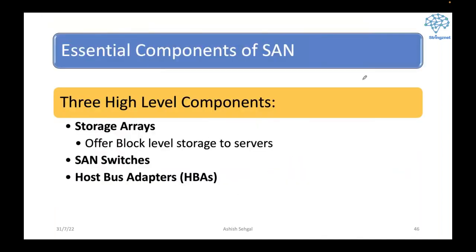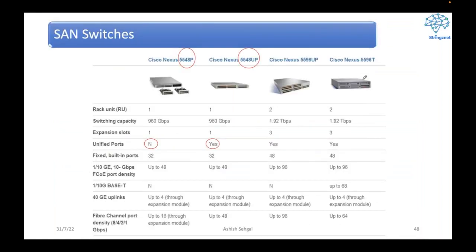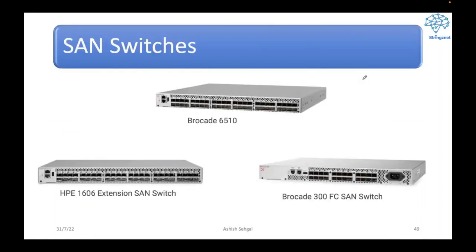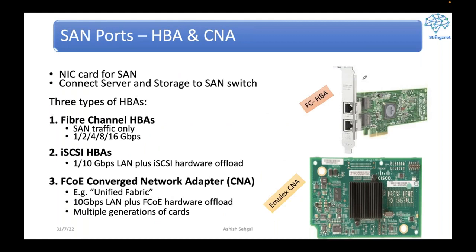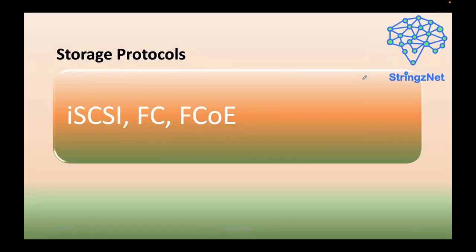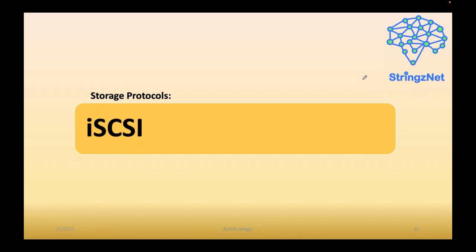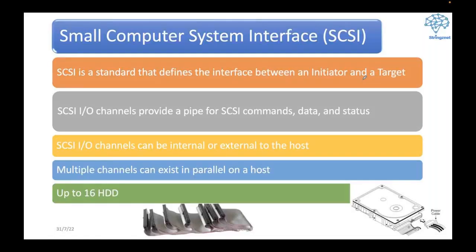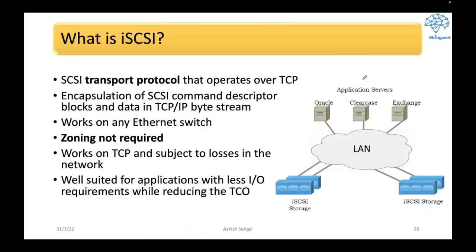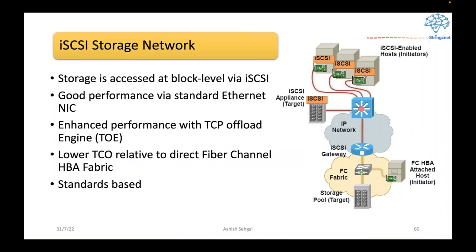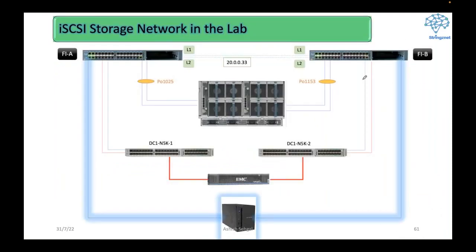So talking about storage devices in this, specifically SAN switches, what different kinds of SAN switches there are by different vendors, Brocade, HP, Cisco, and all, and what different network interface cards are used by them, and then storage protocols. What different storage protocols are there? For example, iSCSI, and we will be spending sufficient time in discussing the topology.